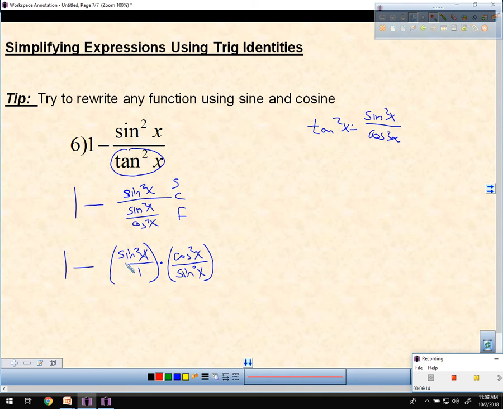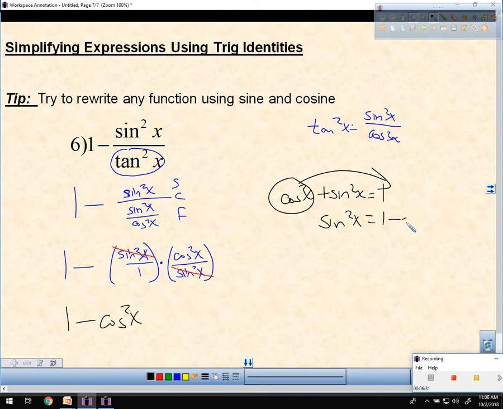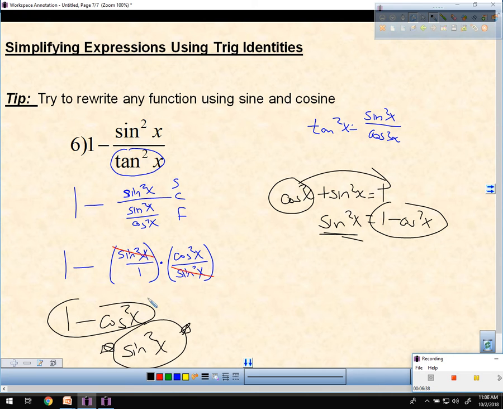I notice the sine squareds, I've got one in the numerator, one in the denominator, so they'll cancel out, and that leaves me 1 minus cosine squared of x, and I think that's a Pythagorean identity. Cosine squared plus sine squared is equal to 1. If I manipulate this and move the cosine squared over, I'd have sine squared of x equals 1 minus cosine squared, and sure enough, that's what I have, and that's equal to sine squared of x. And so that will be my answer for number 6.